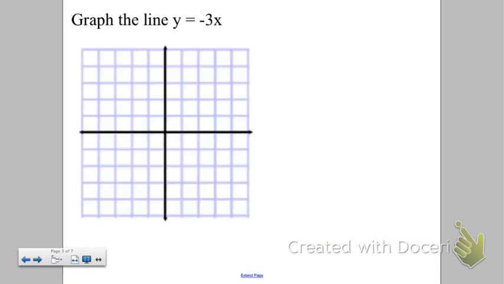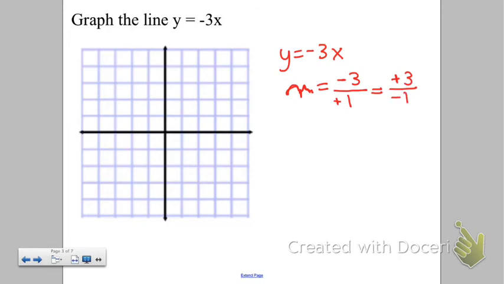And my last equation is to graph the line y equals negative 3x. So y equals negative 3x. From this equation, I'm going to identify what my slope is. My m value is equal to negative 3 over positive 1. Another way I could write this is a positive 3 over a negative 1.